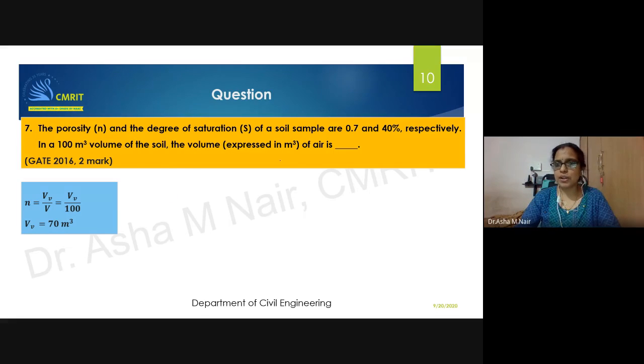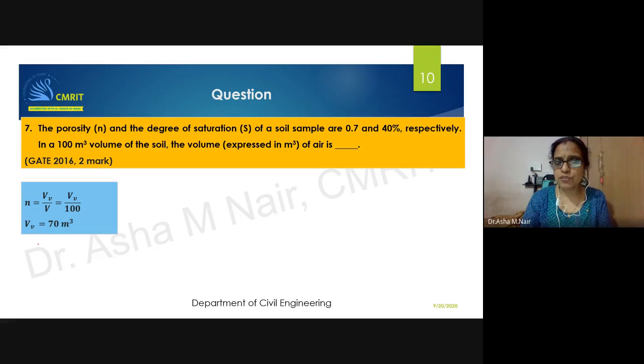What are you asked to find out? The volume of air, that is Va. You know that the porosity value is 0.7, which is nothing but Vv by V. And what is the volume of soil given in the question? In the question, you are given that it is a 100 meter cube volume of soil. So what is the value for V? V is given as 100. So what will be Vv? Vv will be equal to n into 100, which is nothing but 0.7 into 100, or it is equal to 70 meter cube.